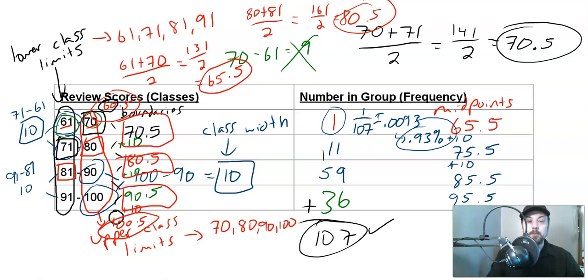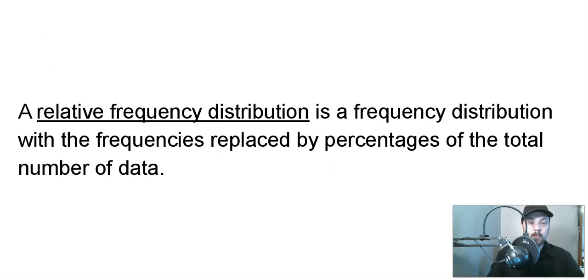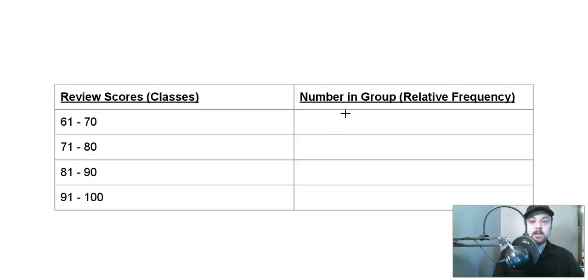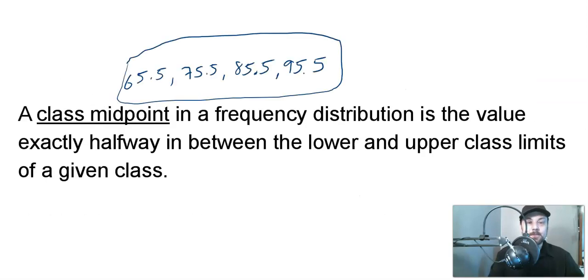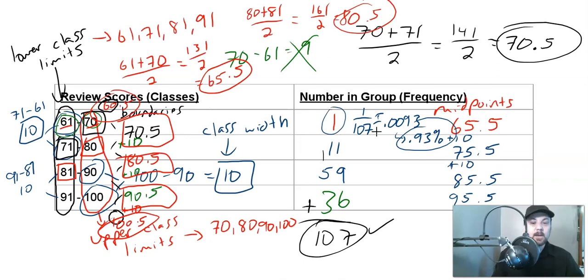So 0.93%. So that's what we will put way over here, right? So this is going to be relative frequency. So it's going to be 0.93%, right? Now let's look at the next class. We'll do the same calculation. It's going to be 11 over 107.